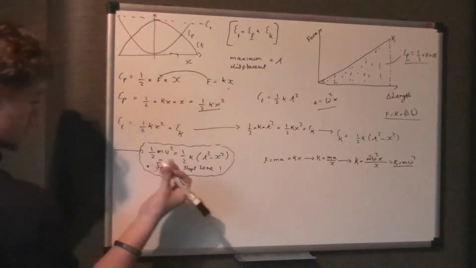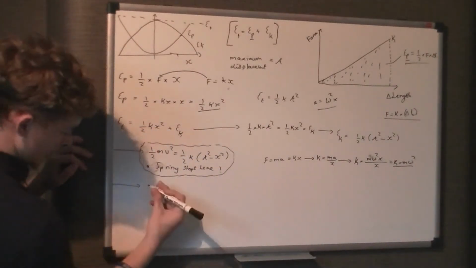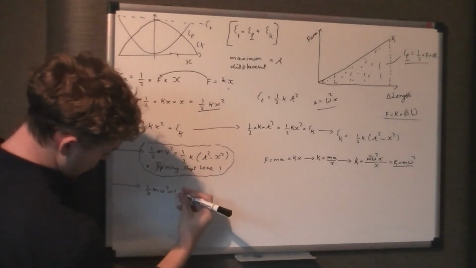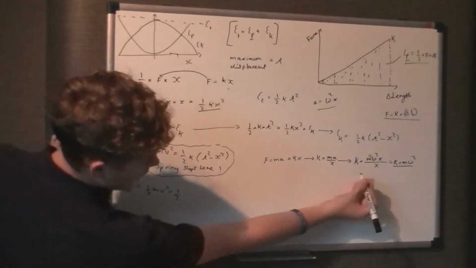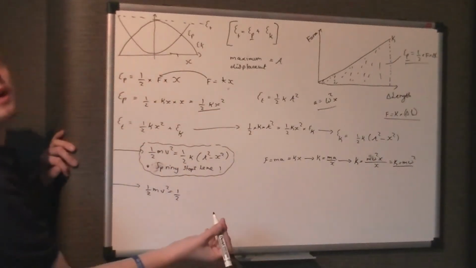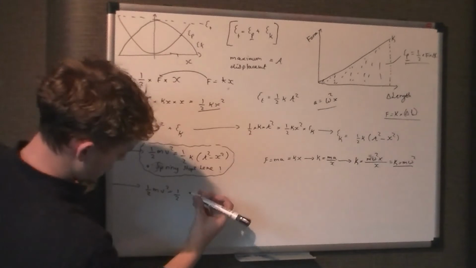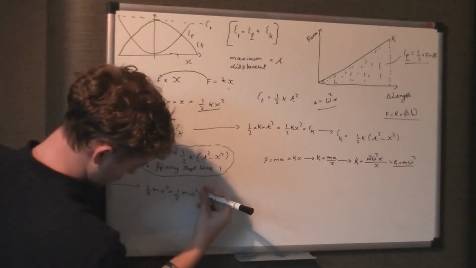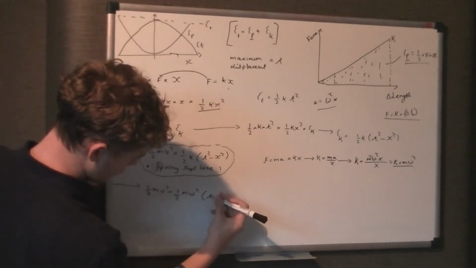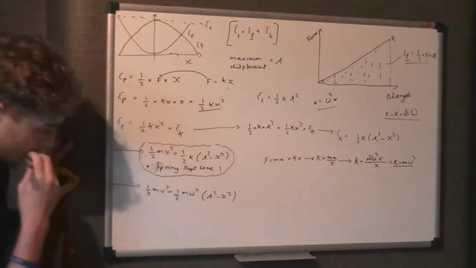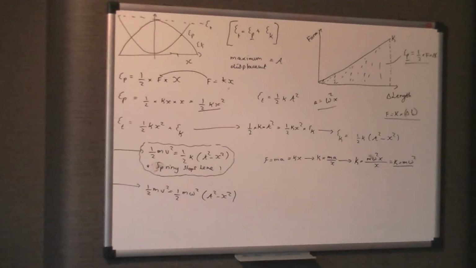Now we've got k, we can sub it in here. So that means half mv squared equals half times, now we know k is equal to m times the angular speed squared, so m angular speed squared, a squared, take x squared. Okay, so I'll just give you a minute to copy down what we've done so far.